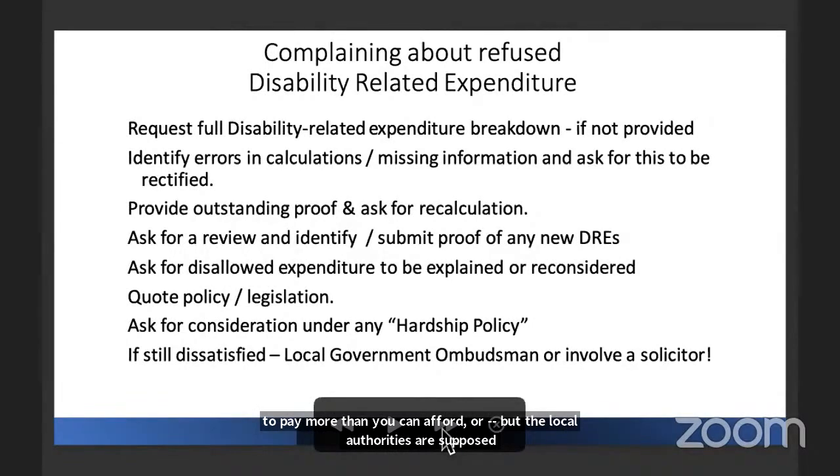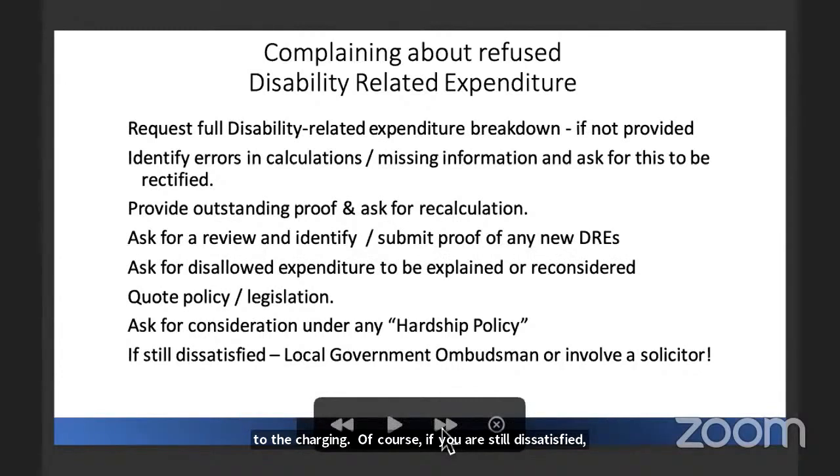If you've been asked to pay the full amount and then give receipts when you get them, ask to be considered under a hardship policy. You're not going to be able to get the receipts if you're having to pay all of your money to the charging. And of course, if you're still dissatisfied, you can always go to the local government ombudsman, which takes a good while, or involve a solicitor.